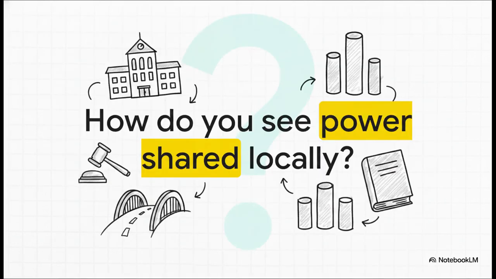I want to leave you with a final thought to take away from today's explainer. How do you see power shared in your local community today? Seriously, I challenge you to step outside, look at your local schools, your roads, your local laws, and try to spot these 7 pillars actively at work in your everyday life. You will be amazed at how visible this architecture becomes once you know what to look for.